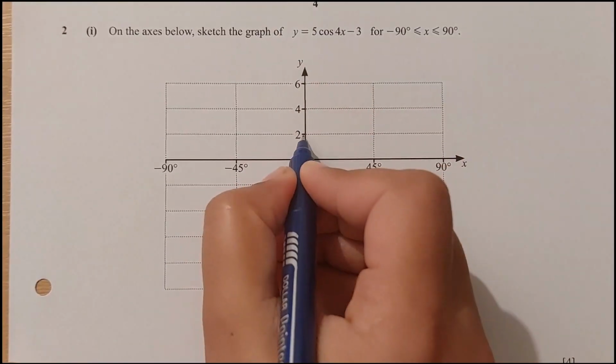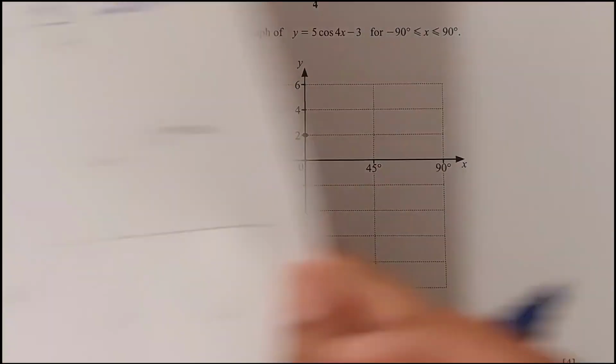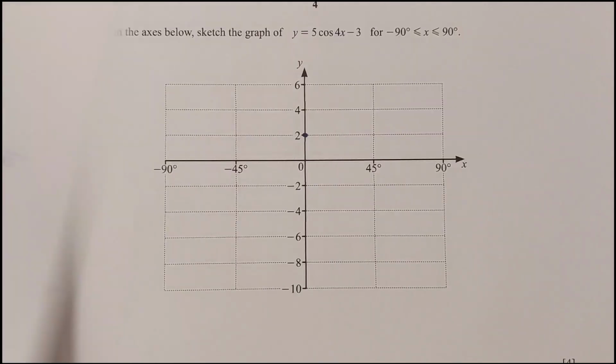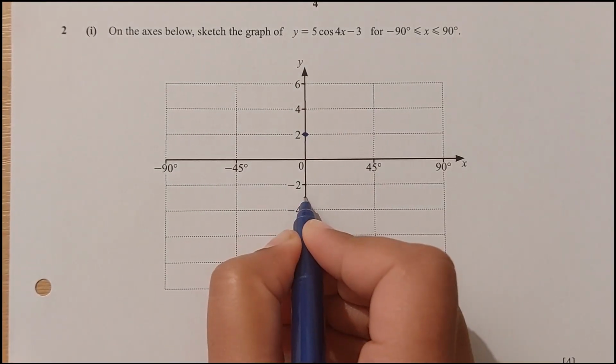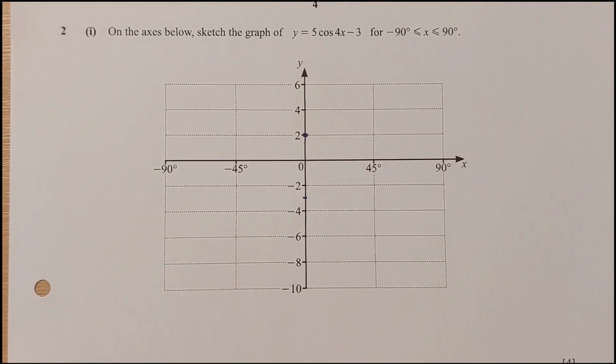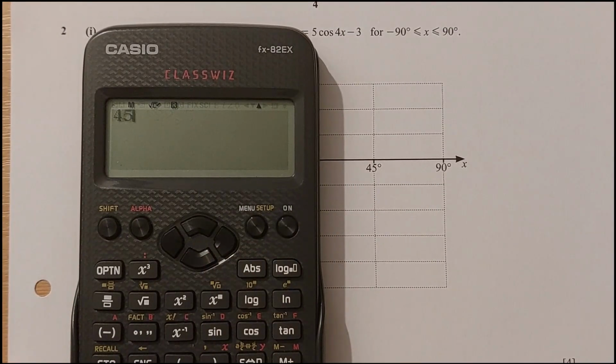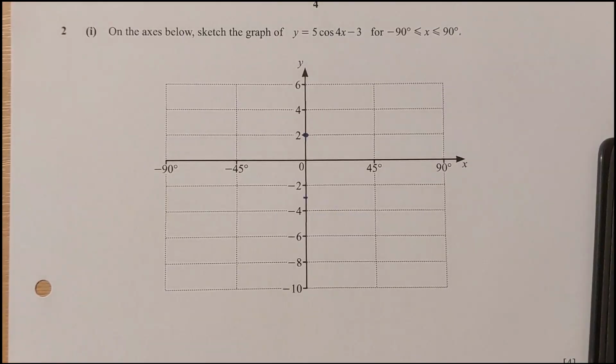When x is 0, the y is 2, the y-intercept, right? And then for 22.5, the point is negative 3. So negative 3 is in the middle of negative 2 and negative 4. And what is 22.5? It is 45 divided by 2, which is 22.5, yes.